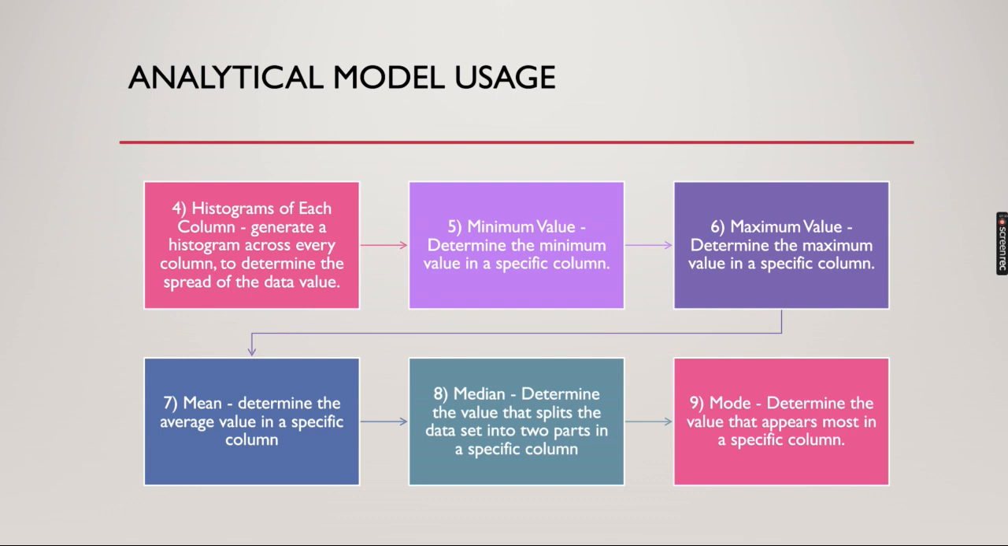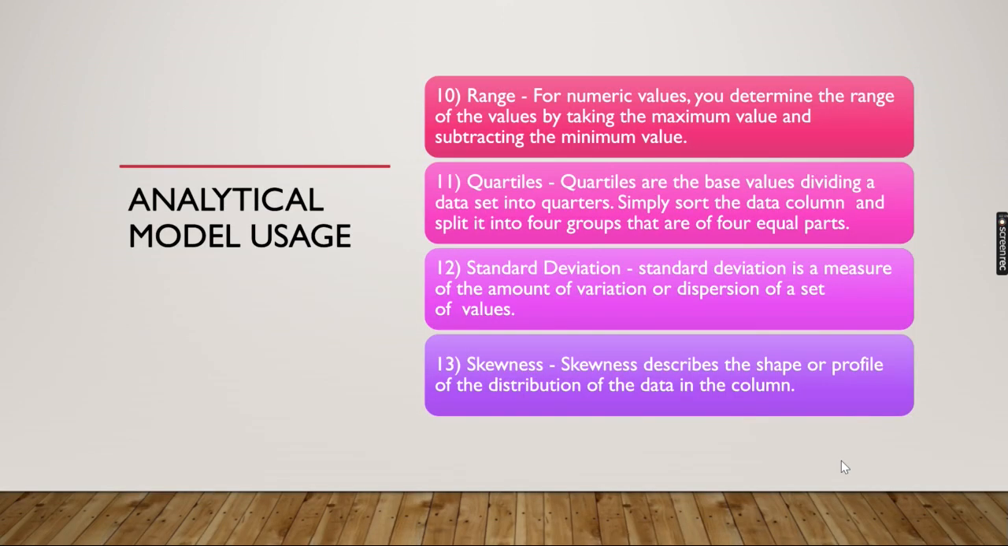Minimum value: determine the minimum value in every specific column. By default, sometimes we insert a value 0, so we need to check whether the minimum value is correct or not. In the same way, we have to check the maximum value: determine the maximum value of each column, and it can be assigned to that column if required. Mean: determine the average of a specific column. Median: determine the value that splits the data set into two parts in a specific column. Mode: determine the value that appears most in a specific column, that is the mode.